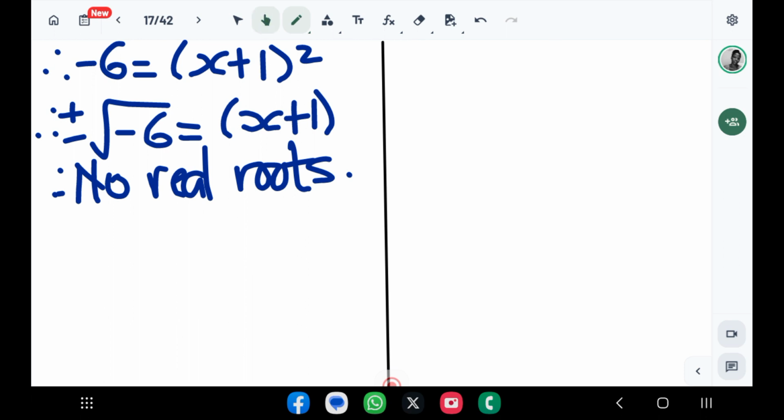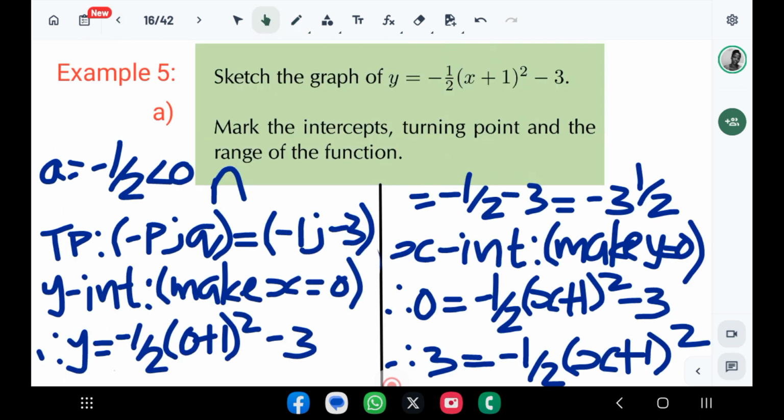So meaning that you will not have real roots, meaning that there are no x-intercepts. Which makes sense if you think about it, because here is a graph that looks down and is shifted 3 units down, so it is far away from the x-axis.